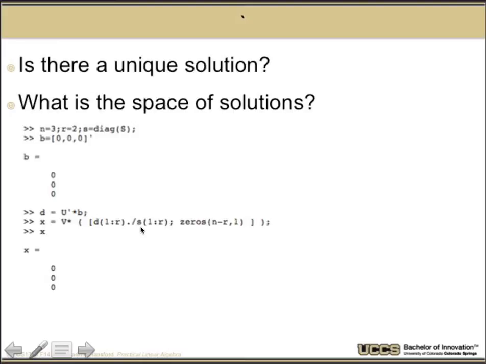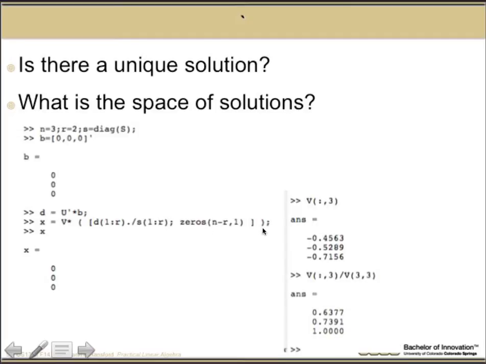Element Y is divided by S, where S is the diagonal of our singular value matrix. And I'm going to fill the rest of it with zeros. And I'm going to multiply that, and that'll give me X. And when I get done, X is 0. I can't solve it in a simple least squares solution. So what can I do?